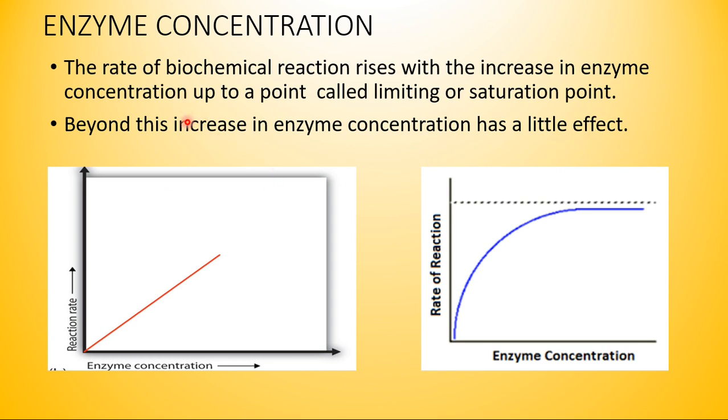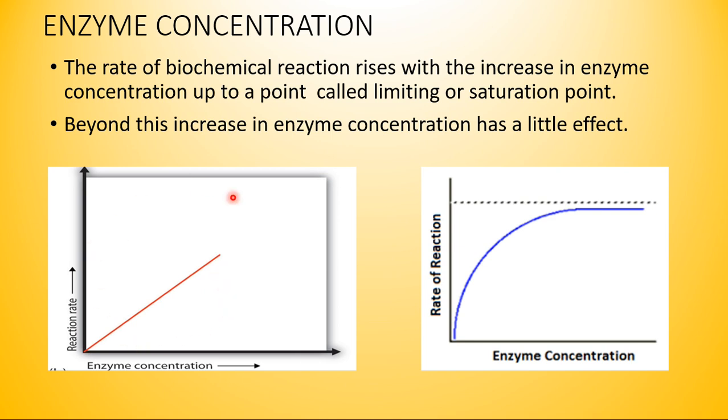So as we know, the enzyme is going to convert the substrate into the products. If the enzyme concentration is taken on the x-axis and the reaction rate or the enzyme activity is taken on the y-axis, you are going to have a straight line like this. That is, as the enzyme concentration increases, the rate of enzyme activity or rate of reaction also increases.